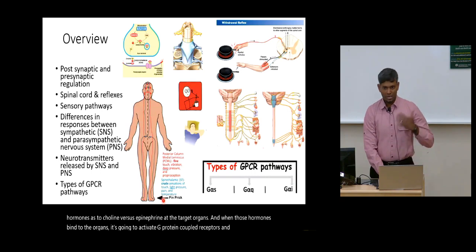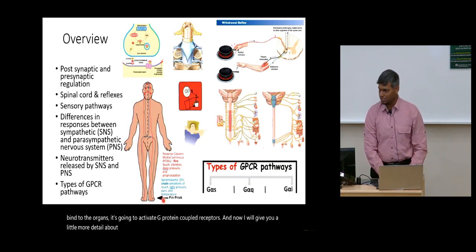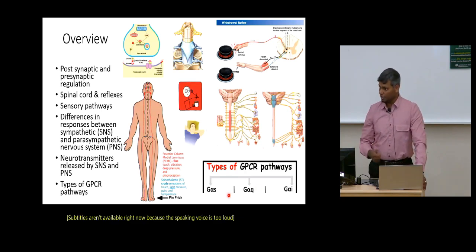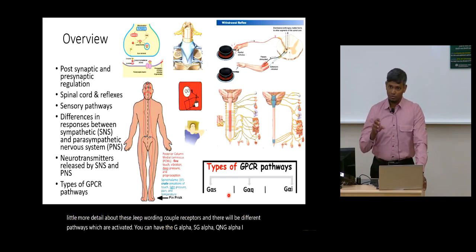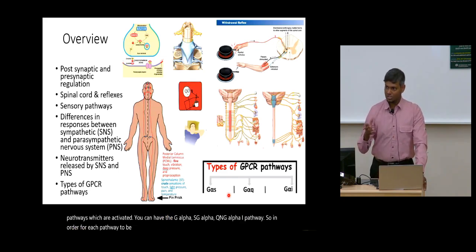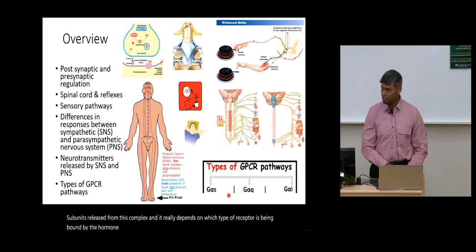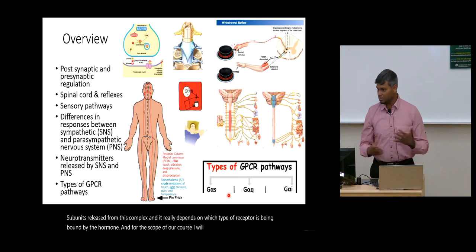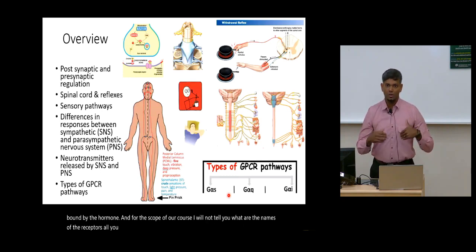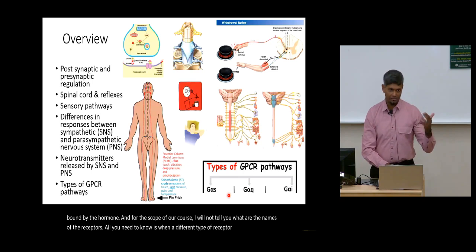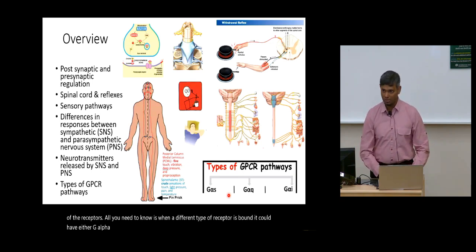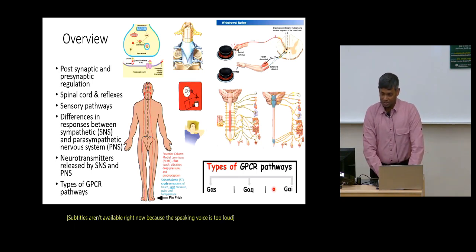And now I will give you a little more detail about these G protein coupled receptors, and there will be different pathways which are activated. You can have the G alpha S, G alpha Q, and G alpha I pathway. In order for each pathway to be activated, there are different subunits released from this complex, and it really depends on which type of receptor is being bound by the hormone. For the scope of our course, I will not tell you the names of the receptors. All you need to know is that when a different type of receptor is bound, it could have either G alpha S, I, or Q being released, and how these in turn will have an impact on the secondary messenger levels.